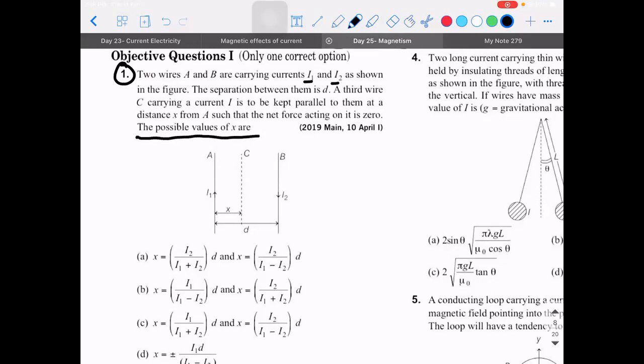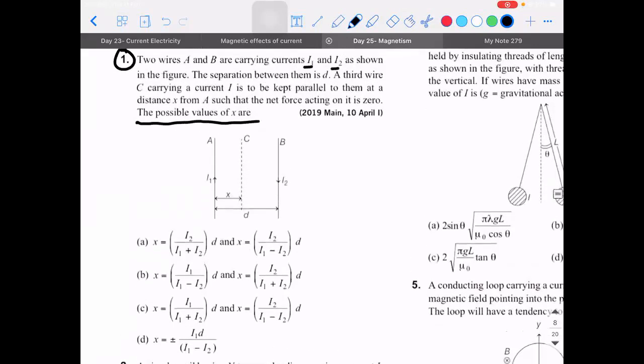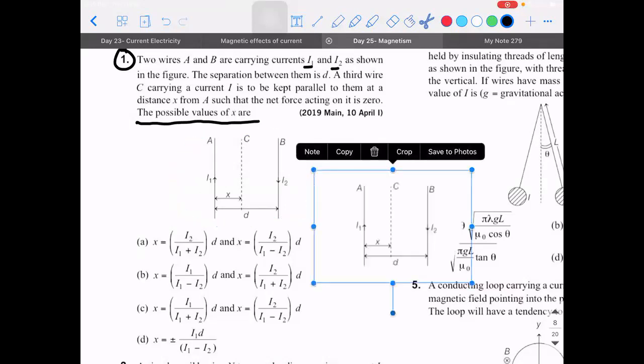Here, if you observe, the question is not possible value. They are asking the possible values of x because they told a third wire C carrying a current I is kept parallel to them at a distance x from A. It can be at a distance x either from the right side of A or left side of A also. So with respect to this diagram, what is happening? They have told it is right side. So it's a slightly misguiding factor. You need to be careful about it.